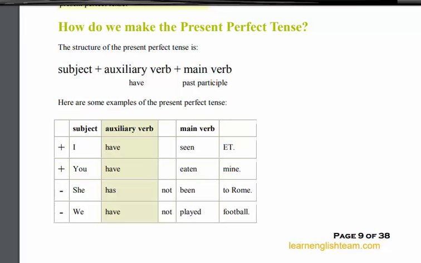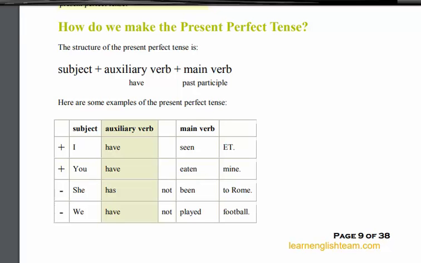Yes, there are some examples of the present perfect tense. For example, if the subject is I, we use the auxiliary verb have, and the main verb is seen. It is the third form of the word see. See, saw, seen. So we use the main verb seen, and so on, which is your object.